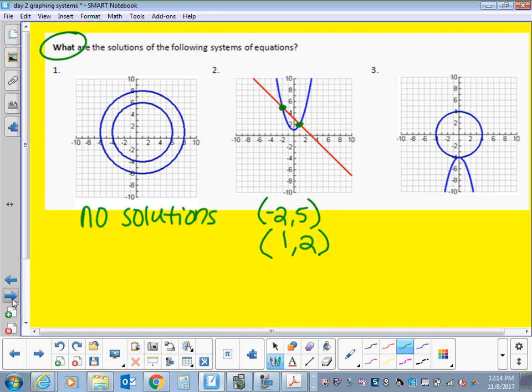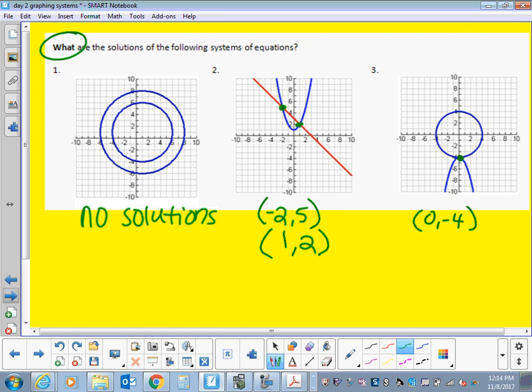Does number 3 have a solution since it just touches and doesn't get through? What does it have to go through? It just has to intersect anywhere. So that one still counts. So my solution here is 0, -4.